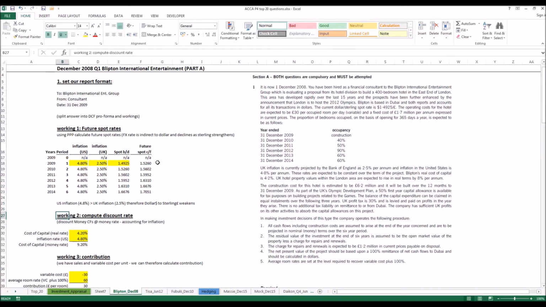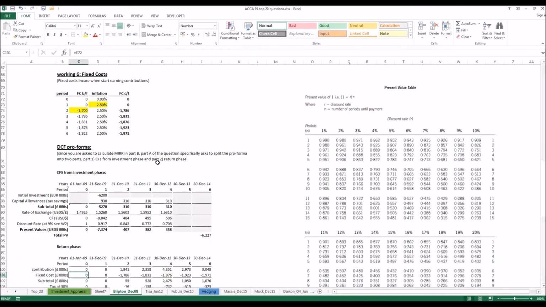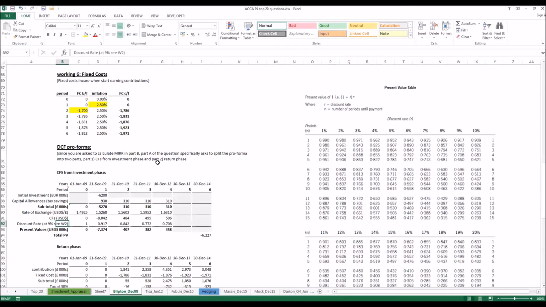Working 2, we compute the discount rate. We need to calculate the discount rate, so we can calculate the present values in our pro forma calculation. So here, this is our pro forma year on year for the investment phase. We are told what the initial investment is. We are told what the capital allowances, or effectively tax savings. Get the total subtotal, rate of exchange, etc. Then we have the cash flows, and then we need to discount the cash flows. And this is why we need to have that discount rate, which is in working 2.